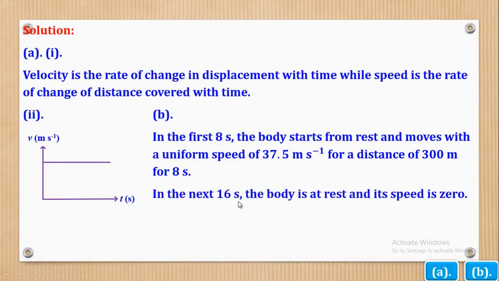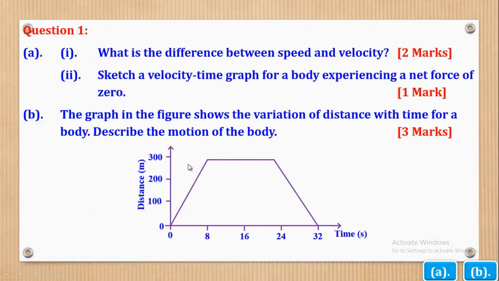Then for the next 16 seconds, the body is at rest and its speed is 0. So the body is at rest because distance is not changing. As you can see here, the distance is constant, 300, which it had already attained.